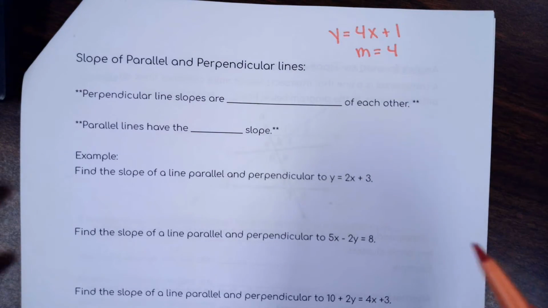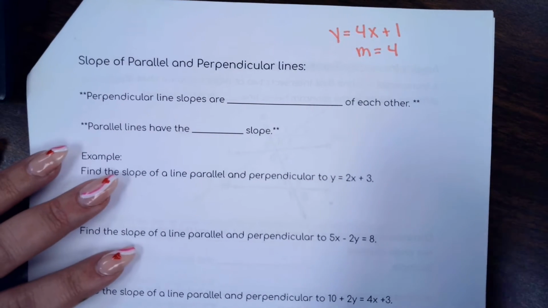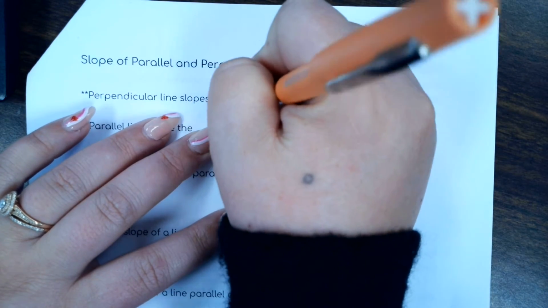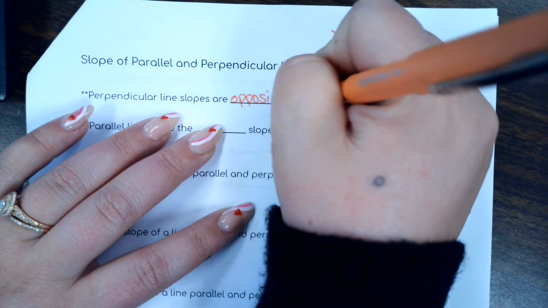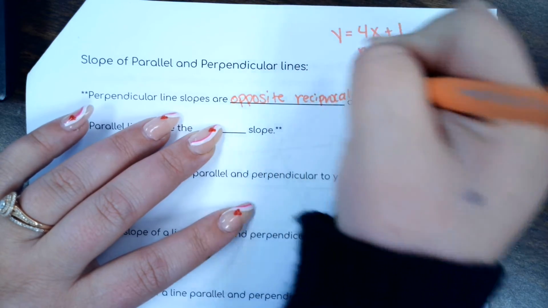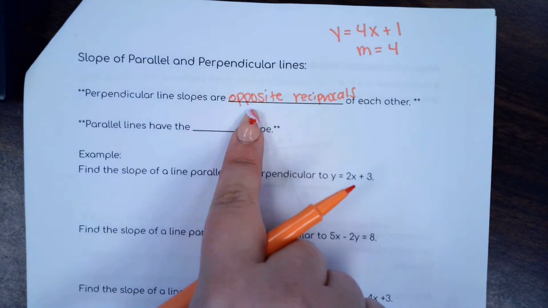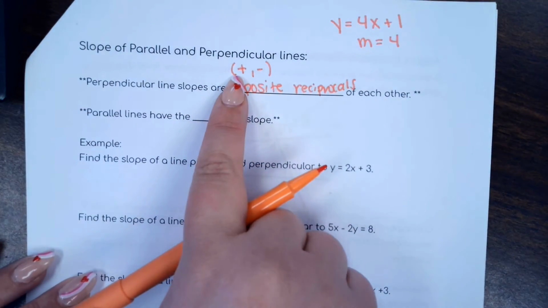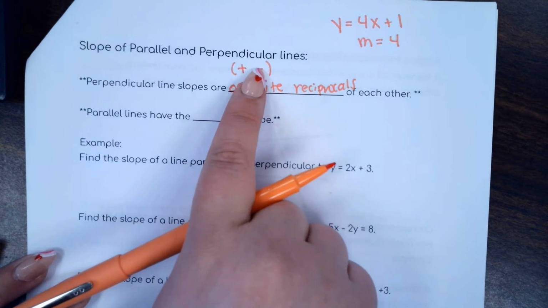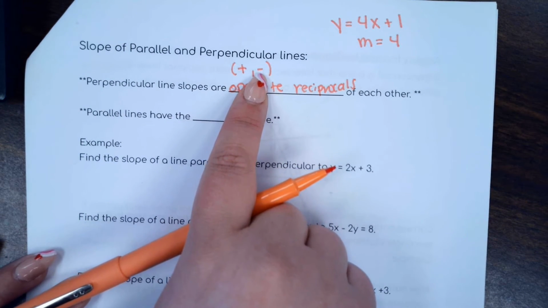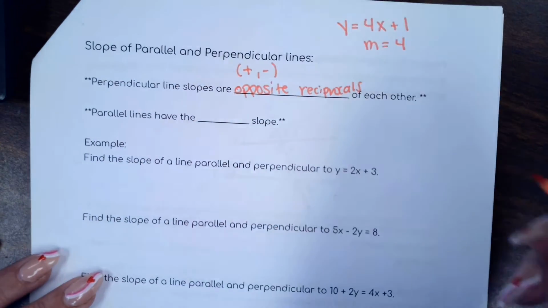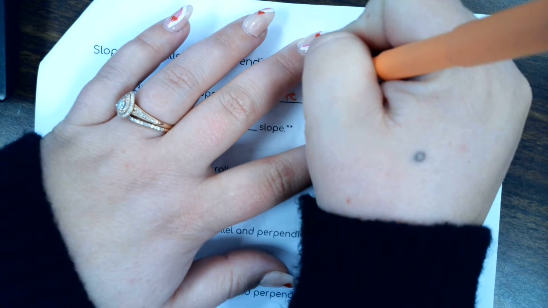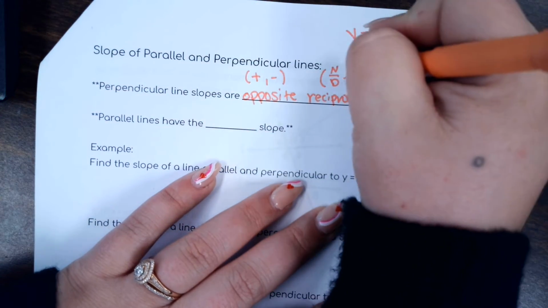So if we were to look for a perpendicular line, the perpendicular line slopes are opposite reciprocals of each other. So opposite refers to the sign. So if it's positive, the perpendicular slope is negative. If your given slope is negative, the perpendicular slope would be positive. And reciprocal means you switch the numerator and the denominator in your fraction.